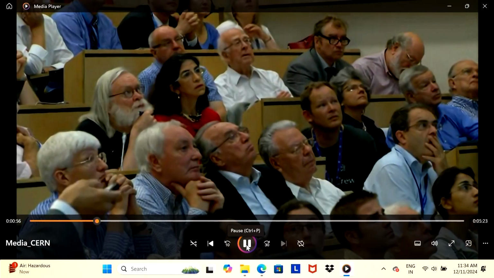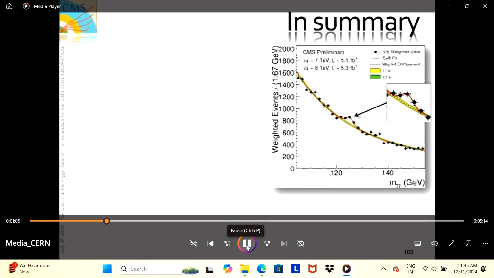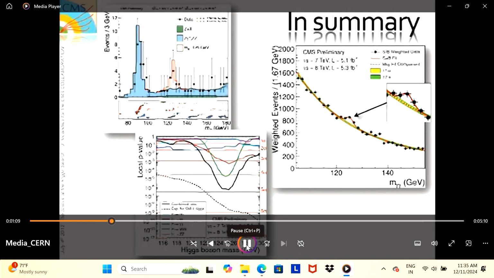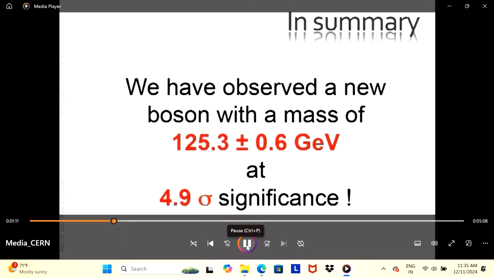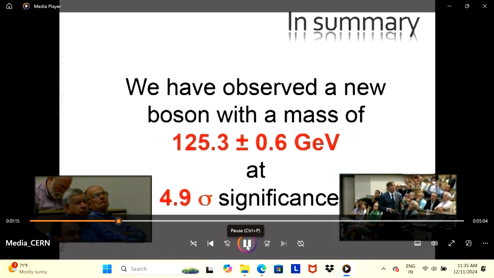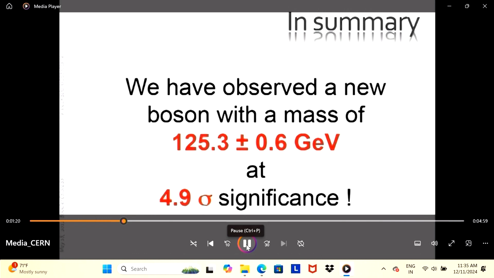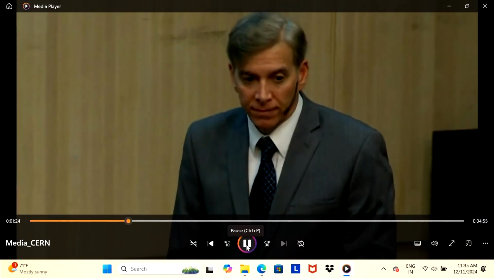It's very interesting. It's pretty much in agreement with the standard model at 95% confidence level. Standard model's here, this is what we're measuring. So it's a bit off, but again, we need more data. We've seen this, we calculate this, and we conclude by saying that we have observed a new boson with a mass of 125.3 plus or minus 0.6 GeV at 4.9 standard deviations. Thank you.